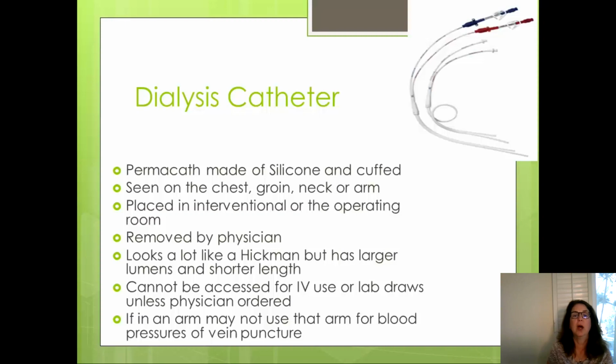Dialysis catheters. There are different brands. Permacath is made of silicone and it's cuffed. You see it on the chest, groin, neck or arm area. Placed in the interventional or the operating room and removed by the physician. Looks a lot like a Hickman, but has larger lumens and shorter length. So it's just a different brand. Cannot be accessed for IV or lab draws, just like the Hickman and other dialysis catheters, unless, again, physician ordered, like that one patient I had. If it's in the arm, you may not use it again for blood pressure or venipunctures.